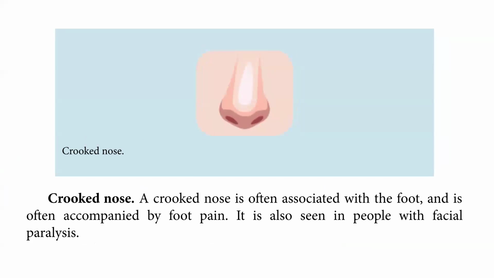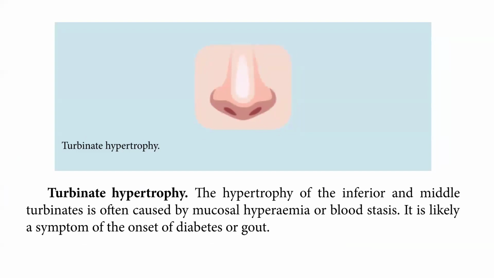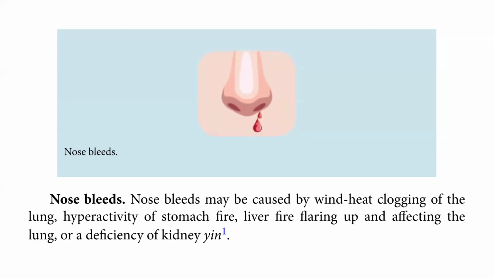In this diagram, we see a crooked nose. This is often associated with a foot problem and is often accompanied by foot pain. It is also seen in people with facial paralysis. Here we have a turbinate hypertrophy. This means hypertrophy of the inferior and middle turbinates is often caused by mucosal hyperemia or blood stasis. It is likely a symptom of the onset of diabetes or gout.